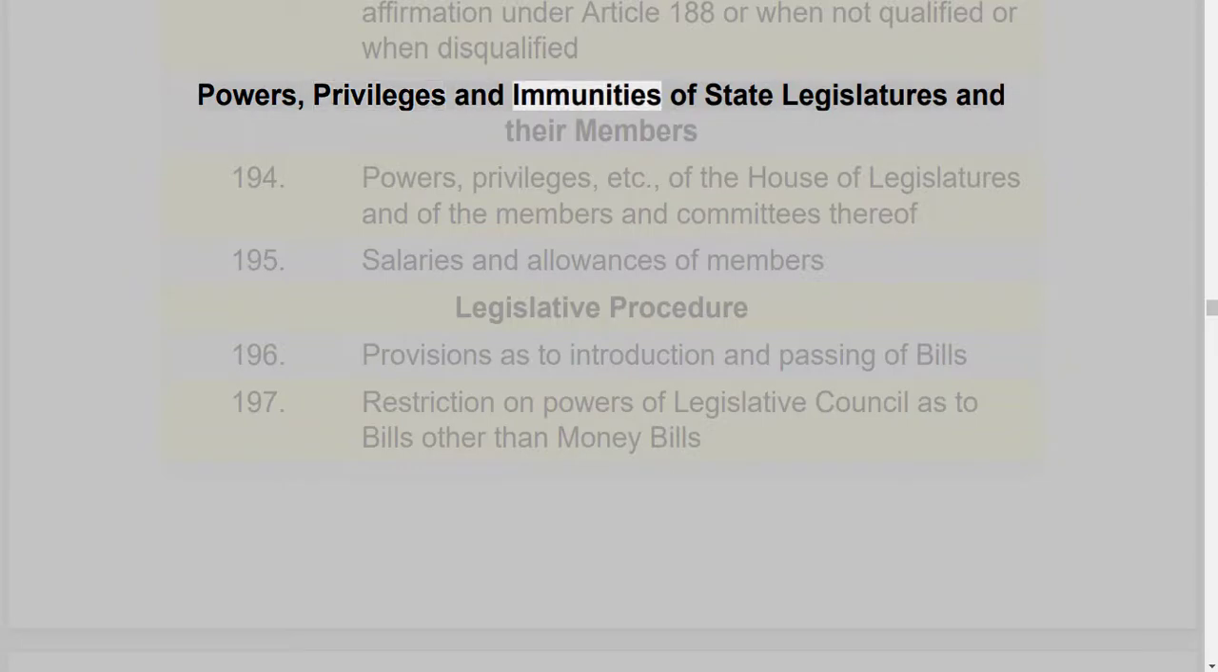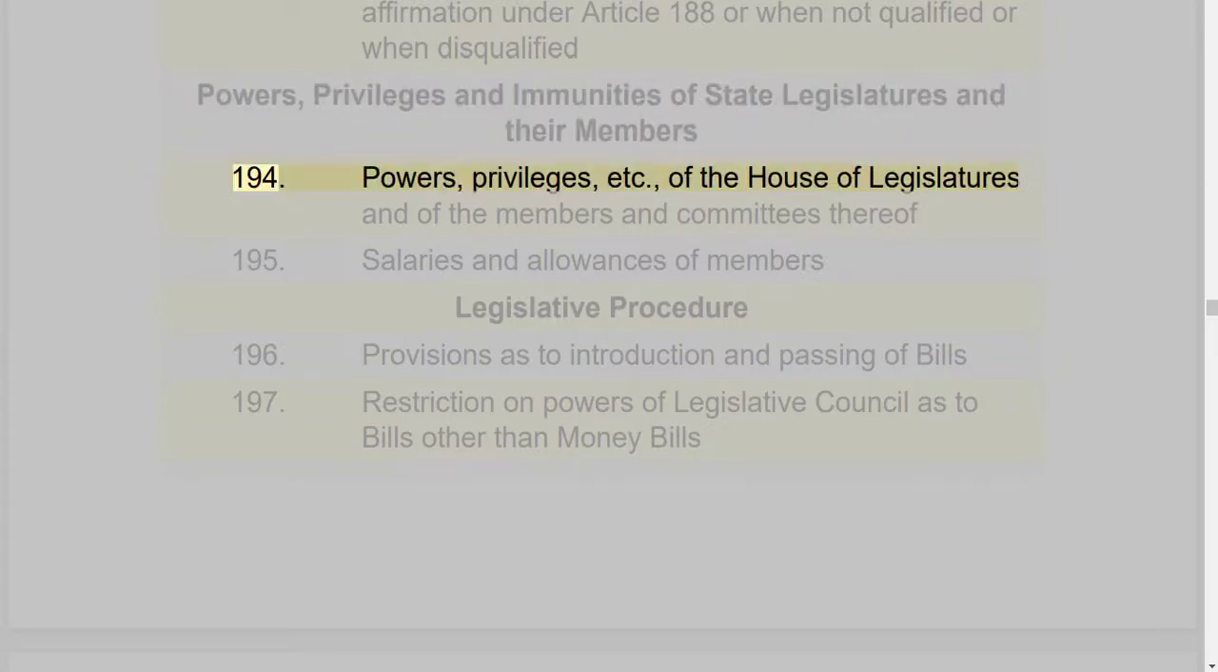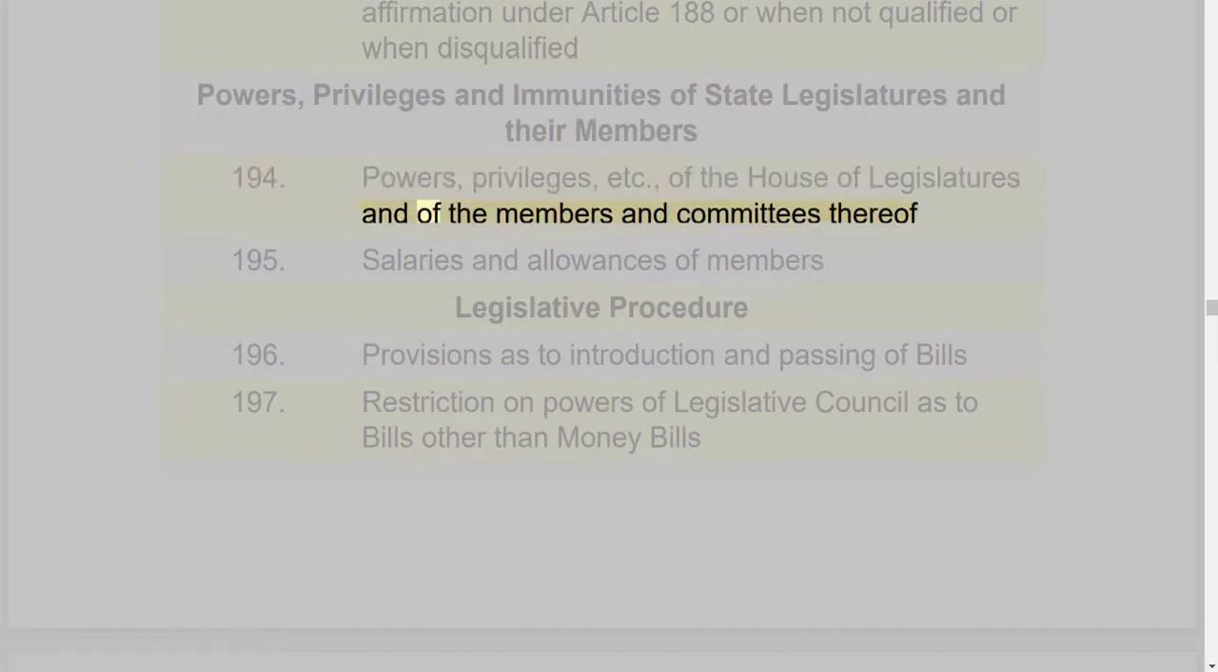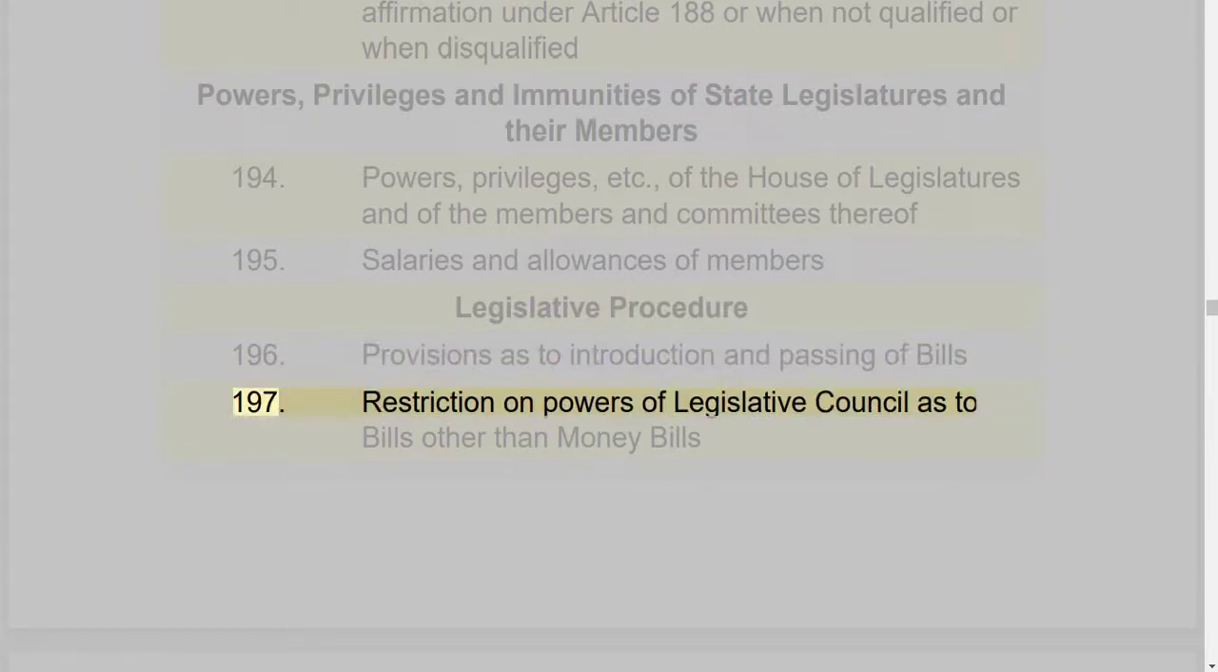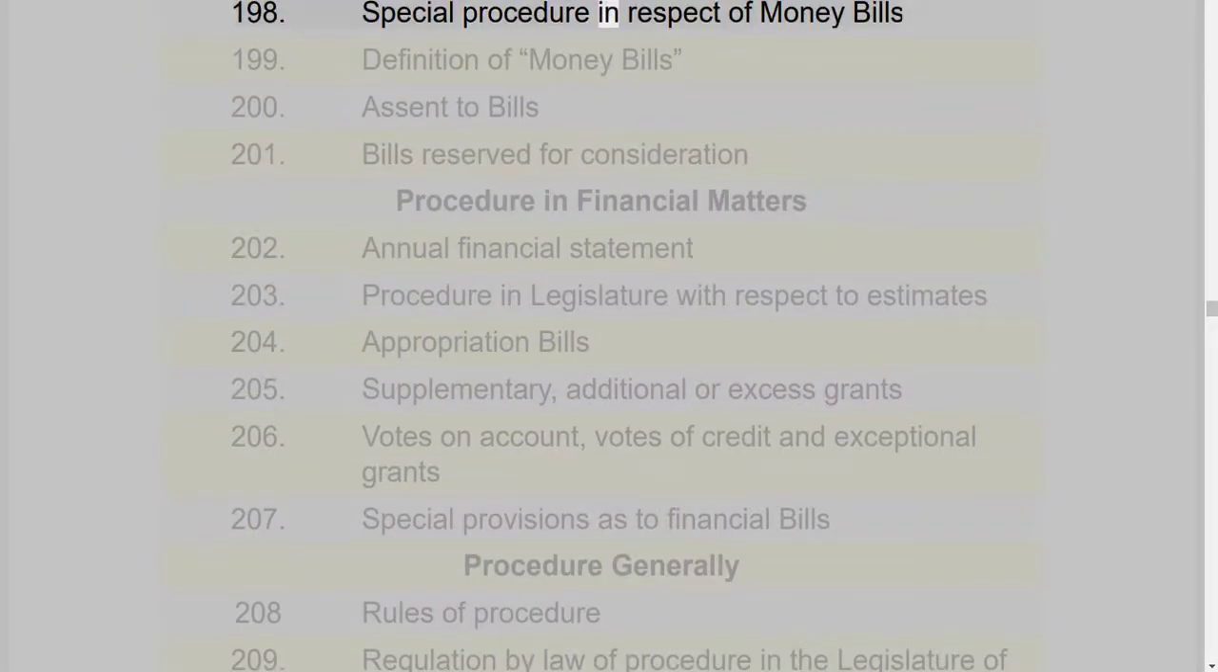Powers, privileges and immunities of state legislatures and their members 194. Powers, privileges, etc., of the House of Legislatures and of the members and committees thereof 195. Salaries and allowances of members. Legislative Procedure 196. Provisions as to introduction and passing of bills 197. Restriction on powers of Legislative Council as to bills other than money bills 198. Special procedure in respect of money bills 199.